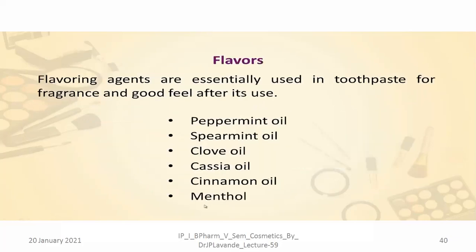As far as flavors are concerned, different kinds of flavoring agents are essentially used in toothpaste for fragrance and a good feel after use. The examples are peppermint oil, spearmint oil, clove oil, cassia oil, cinnamon oil, and menthol. These are generally added to toothpaste as flavoring agents.